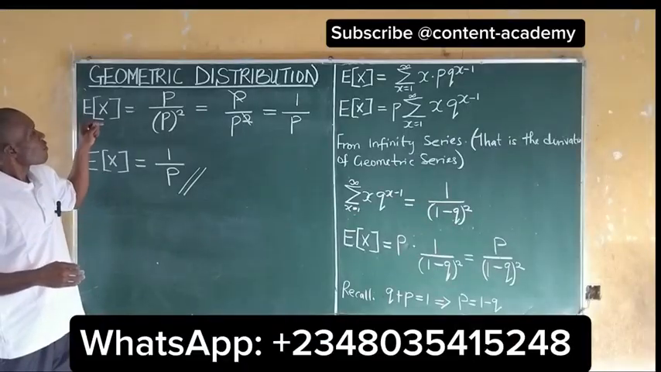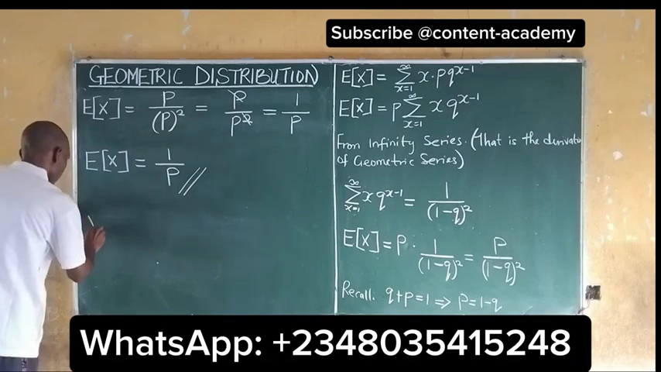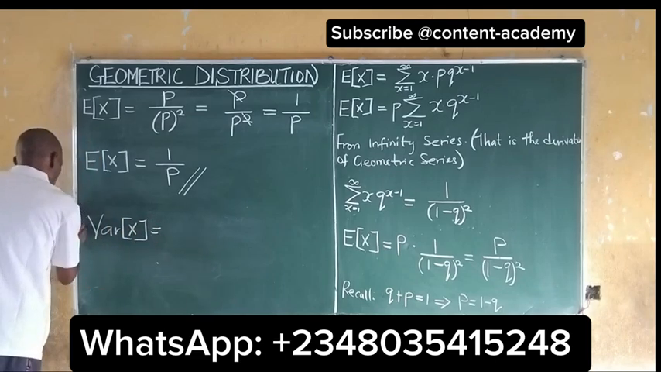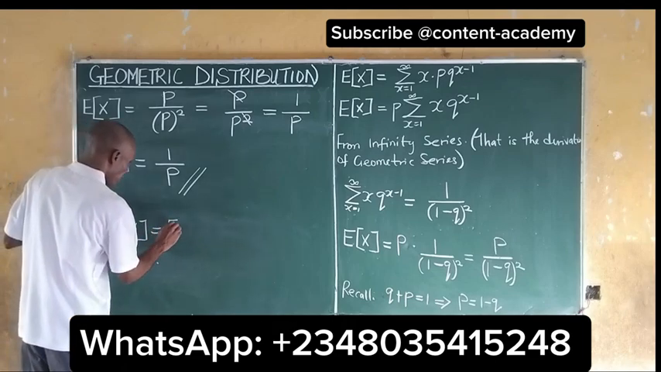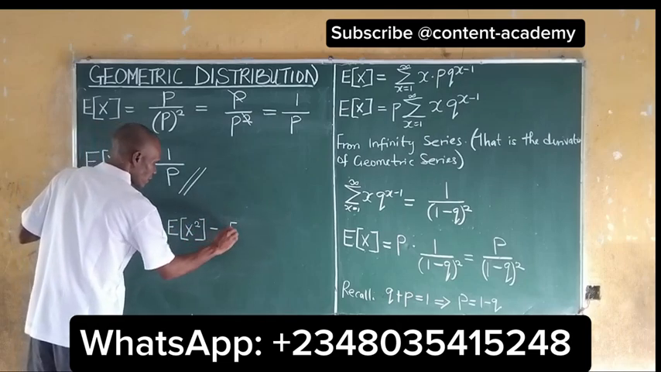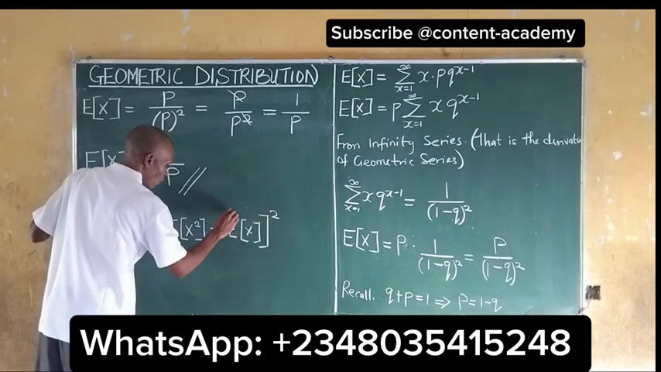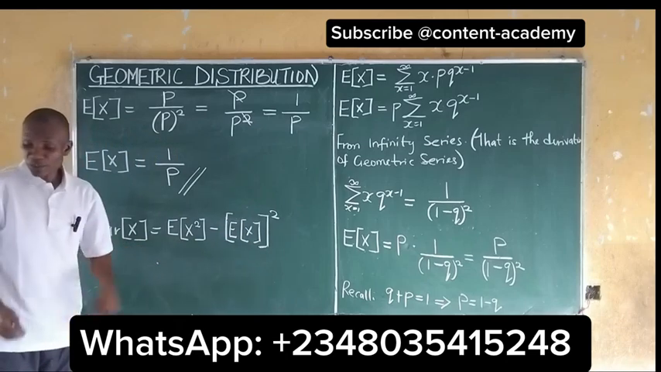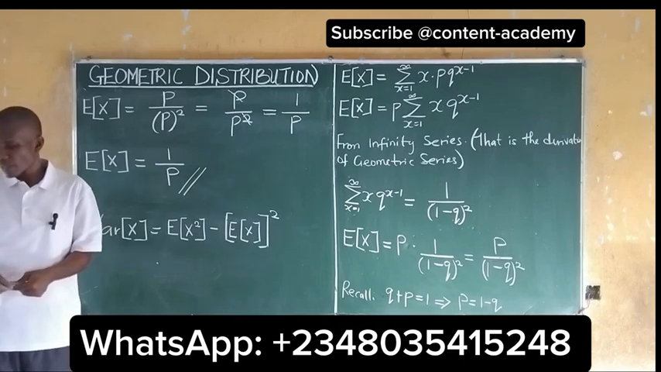The variance of our geometric distribution: we have that the variance of x is equal to the expected value of x squared minus the expected value of x all squared. So to obtain this, we must find the expected value of x squared. So what is the expected value of x squared?